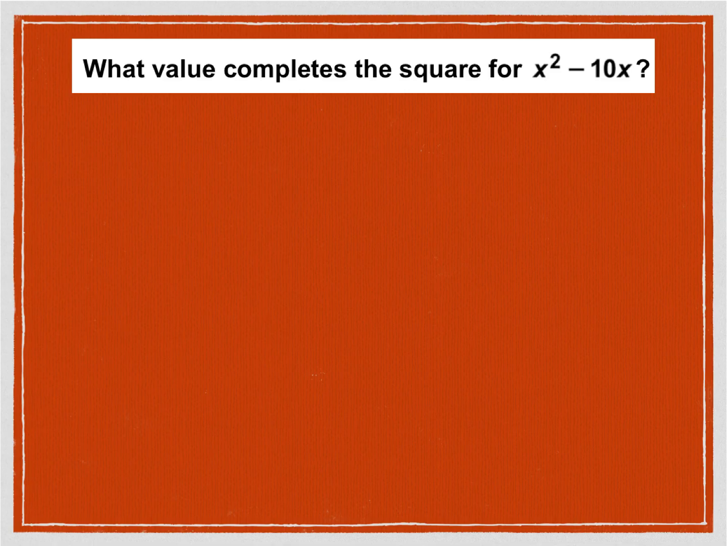So this one asks: what value completes the square for x squared minus 10x? The value that would always complete the square is going to be (b over 2) squared. Based on this, the first thing you want to do is make sure that a is 1. In this case, it is, so we're good to go.